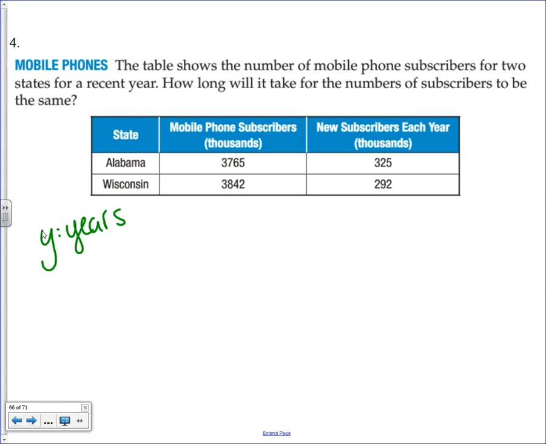We got a starting point for Alabama? Yeah, we do. Look at your chart. Right here, 3,765. That's how many people they started with. Then what happens? They gain, how many? 325 each year. How are we doing with that? Does it make sense? So now that I have that, you probably can tell me what Wisconsin's representation is. What's that going to be?